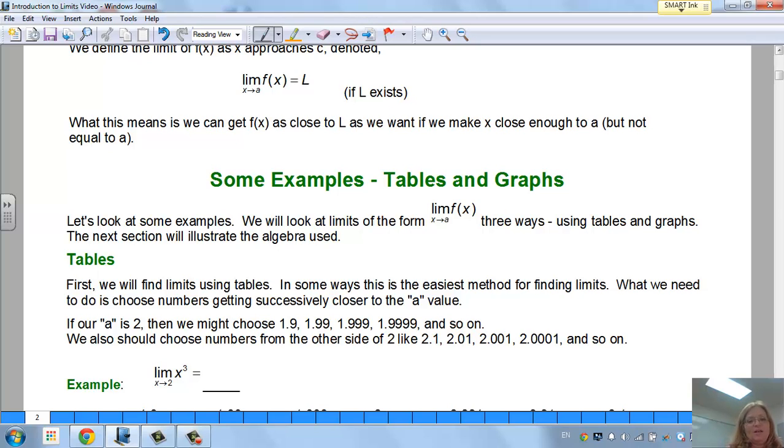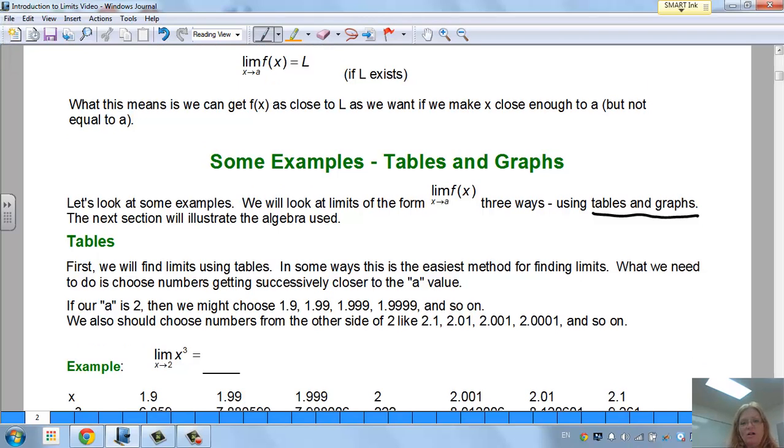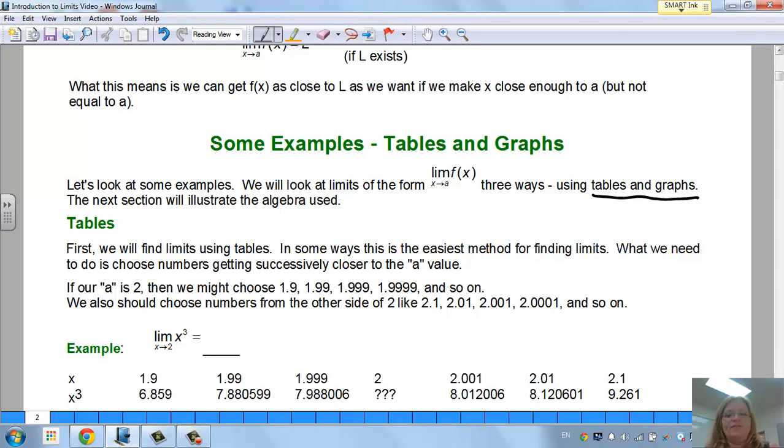Let's look at some examples. We will look at limits of the form x approaches a of f of x in three ways, using tables, graphs, and then we'll use algebra. So we're going to do tables and graphs in this video. I'm going to do the next video with the algebra. This I call the intuitive definition. This is kind of intuitive. What does a limit really mean?